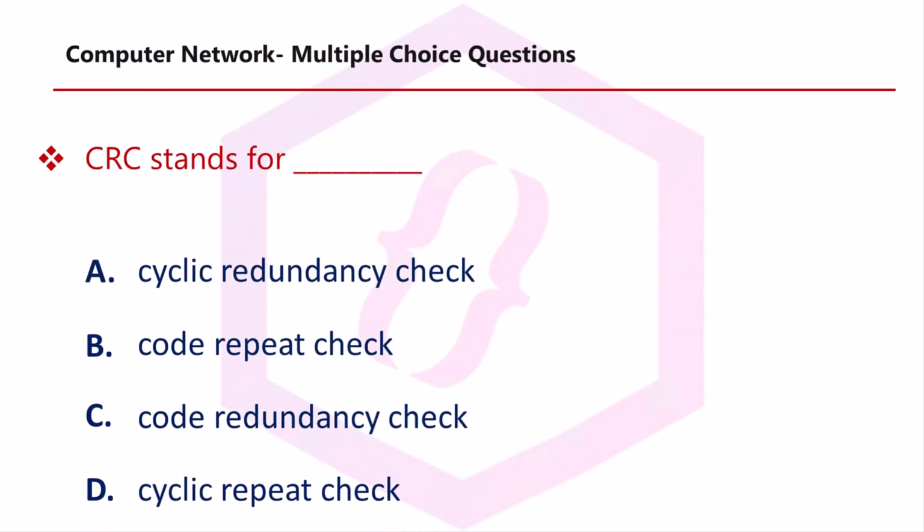CRC stands for option A, cyclic redundancy check. Option B, code repeat check. Option C, code redundancy check. Option D, cyclic repeat check. And the correct answer is option A, cyclic redundancy check.